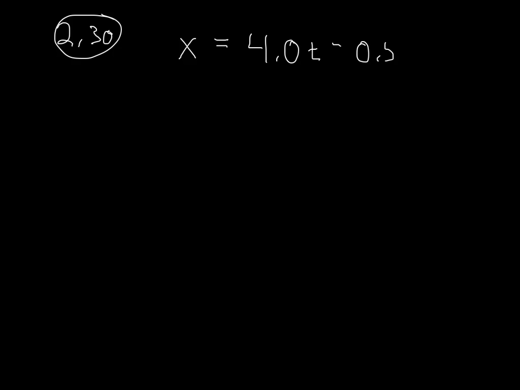Chapter 2, number 30, we have the position of a person is given by x equals 4.0 t minus 0.5 t squared, where x is in meters and t is in seconds. This is chapter 2, number 30, and we have this equation for a position. X is equal to 4.0 t minus 0.5 t squared.